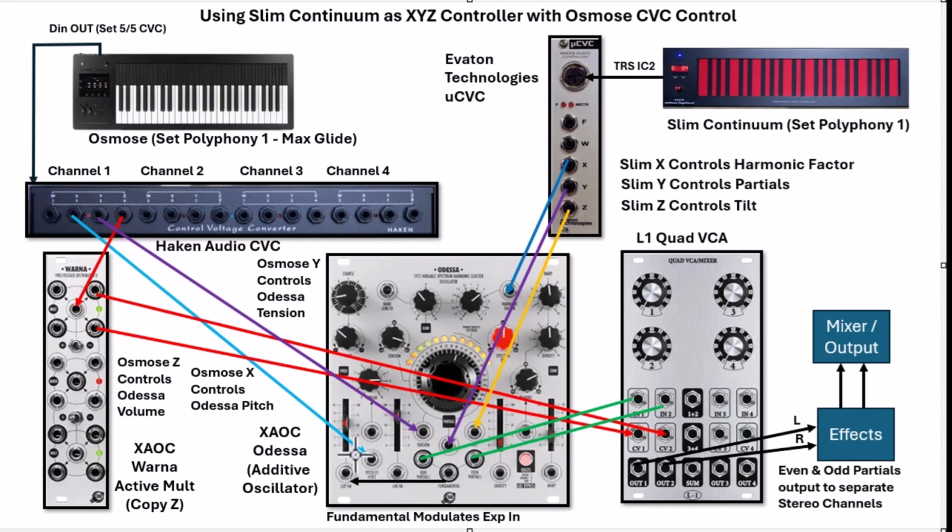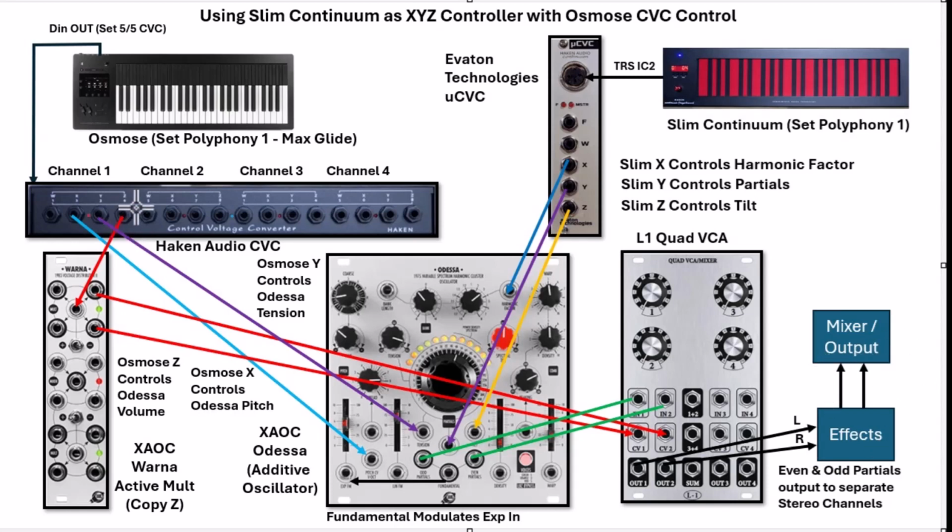X is going to connect to the 1 volt per octave input of the module. Z, pressure, is going to be sent into a mult so we can split that out to control both the even and the odd partial output of the module. The green lines here feed the even and the odd partials into the quad VCA, only using 2 channels of it, and the Z output is going to control the volume basically of the output of those partials, and the audio output of that is sent to an effects processor and then to the mixer. We're not really concerned with that for this video.